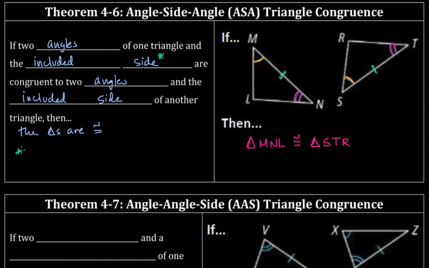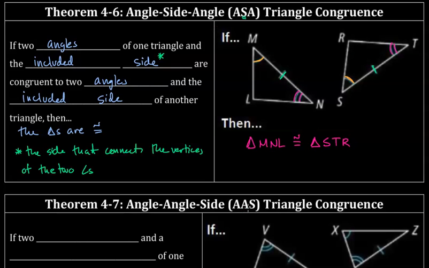And when I say included side, what I mean is the side that connects the vertices of the two angles. Or you can also think of it as the side that's between the two angles. And that's why we say ASA, and that S for the side is located between the A's that represent the angles. The side is between the angles, just like what we see in this picture here. So that is what we call the angle side angle theorem.